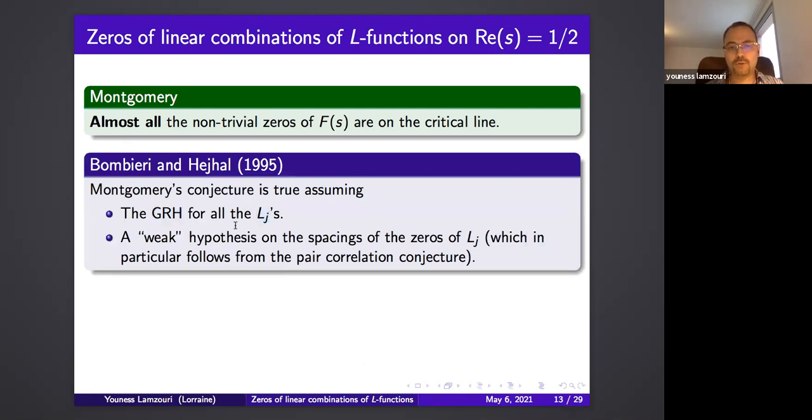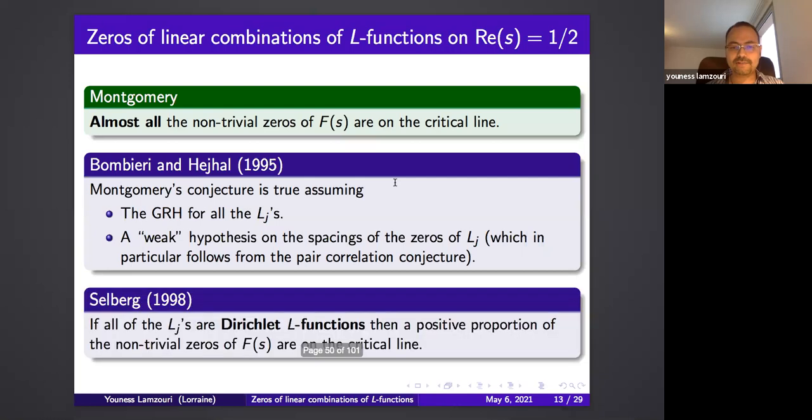a technical point in the proof, you need to assume a sort of weak hypothesis on the spacing of the zeros of each individual L-function. And in particular, this hypothesis follows from the pair correlation conjecture. So one way to see this result is that if you have GRH and pair correlation, then almost all the zeros of any linear combination of L-functions, which satisfy, of course, our assumptions, are on the critical line. In particular, the violations of the Riemann hypothesis are rare.